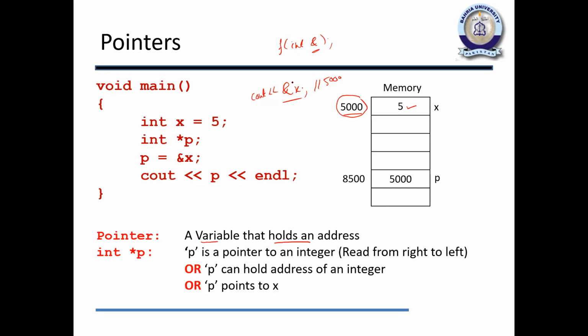And then we said it is not very useful that I just keep on printing addresses. I need to do better than that. So for that, we define something which is called a pointer. So how do we define a pointer?